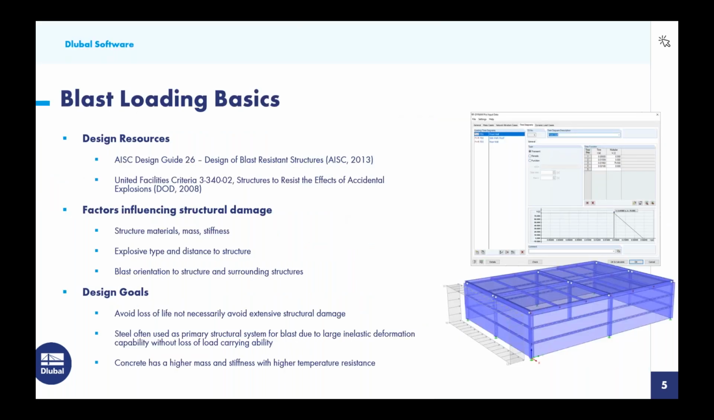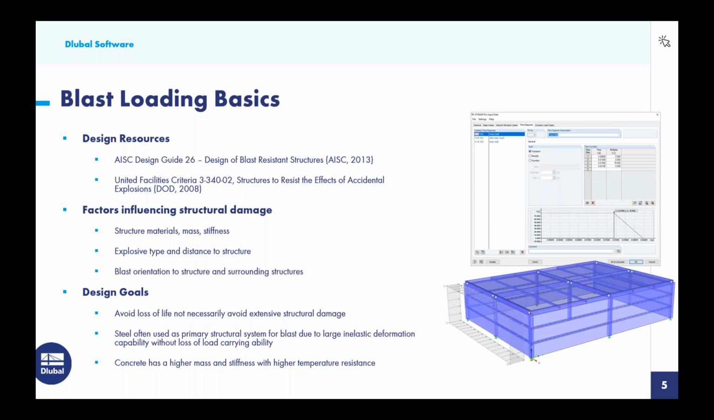Okay, so getting into the blast loading basics. As I mentioned, we're primarily going to be referring to the AISC Design Guide 26, Design of Blast Resistant Structures. We'll also be making some reference to the United Facilities Criteria 3-340-02, Structures to Resist the Effects of Accidental Explosions. Now, there are many more references out there for blast time history, but for today's example, I wanted to specifically refer to Design Guide 26 because this simplifies the time history analysis quite a bit and was just the best guide for today's example within the program.